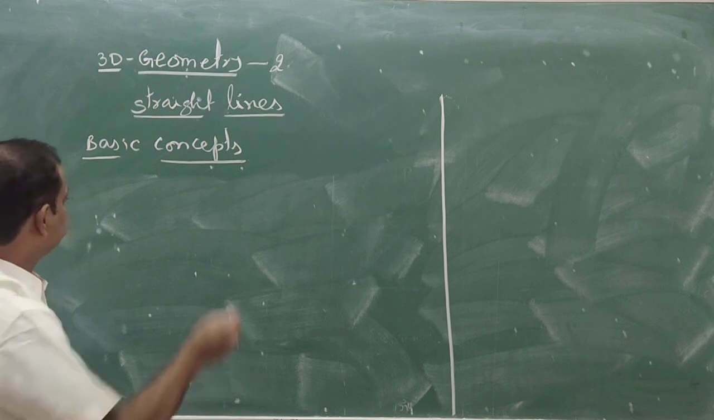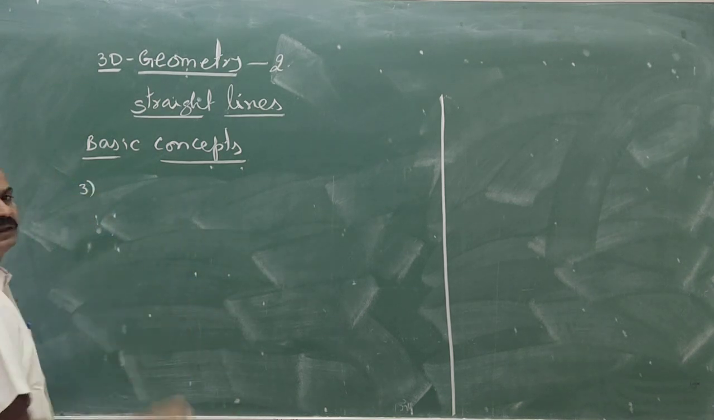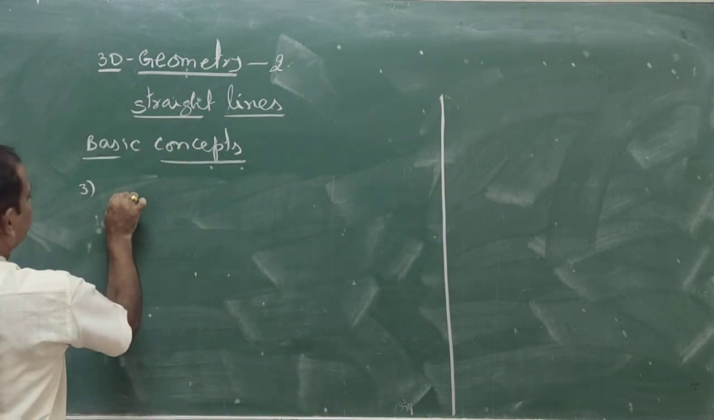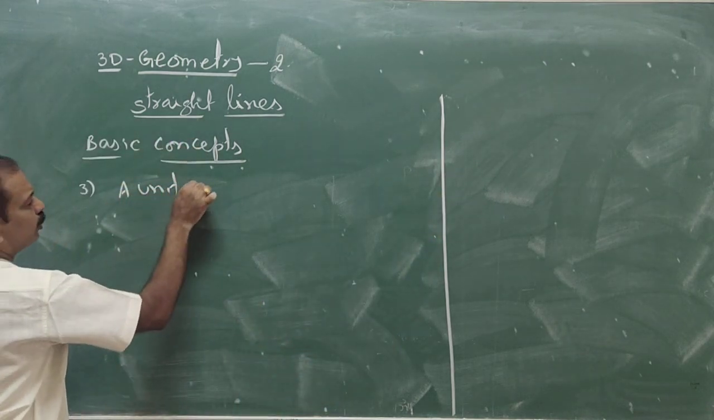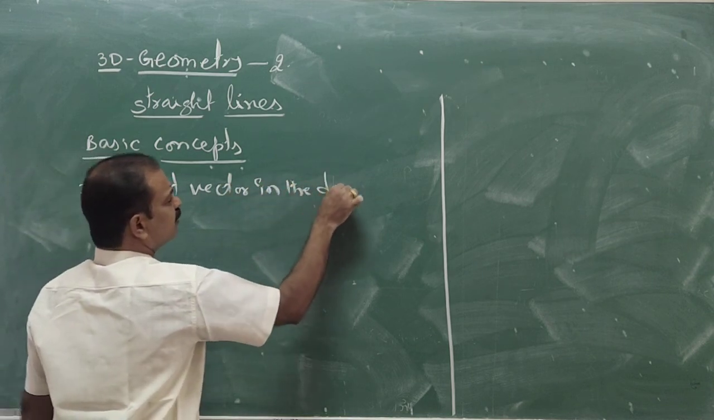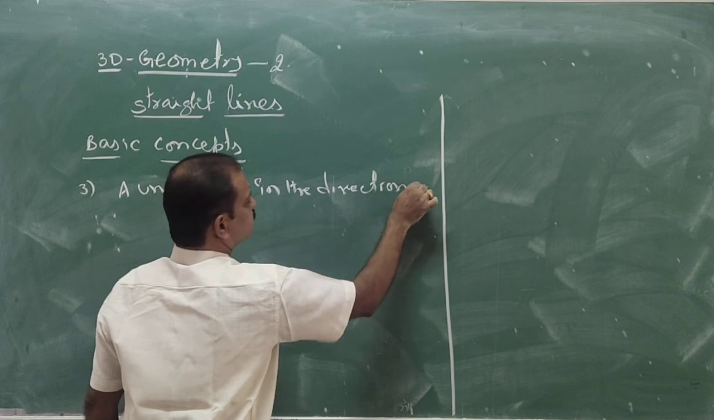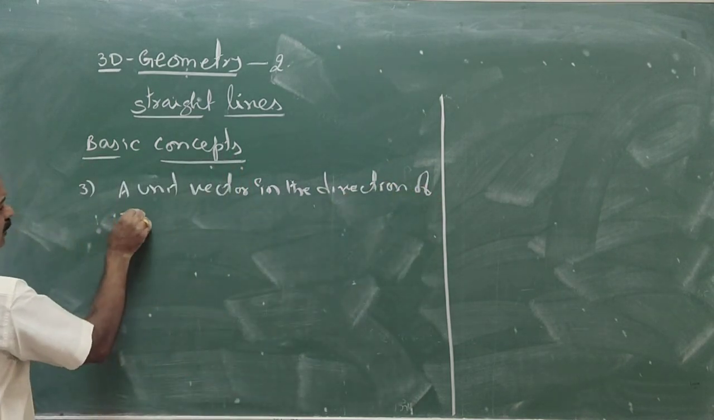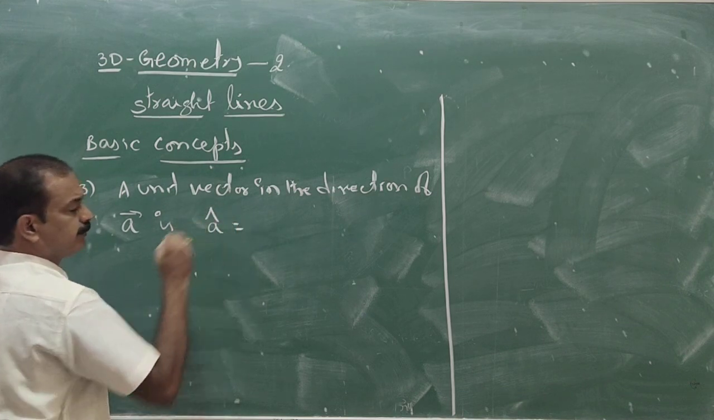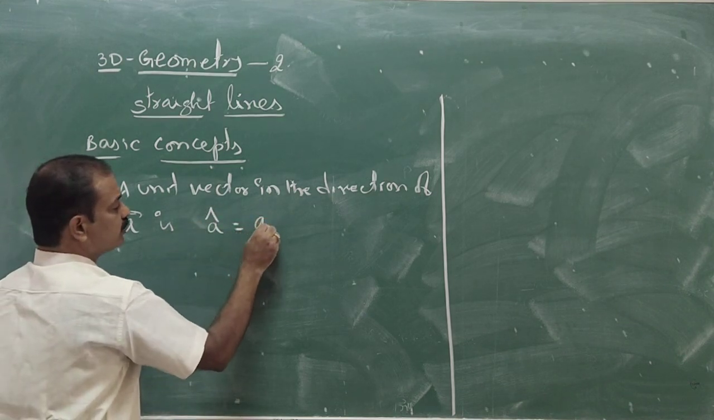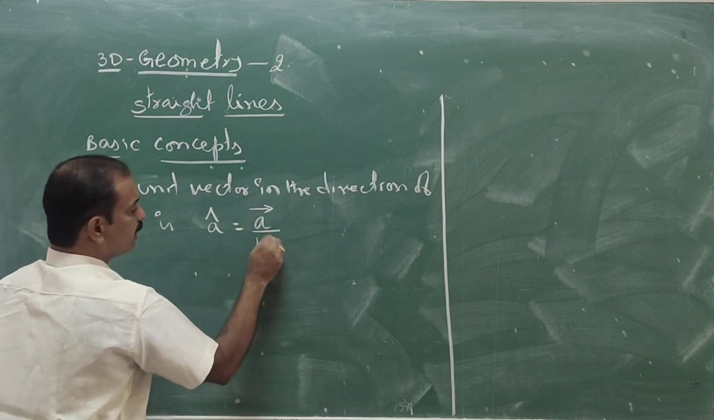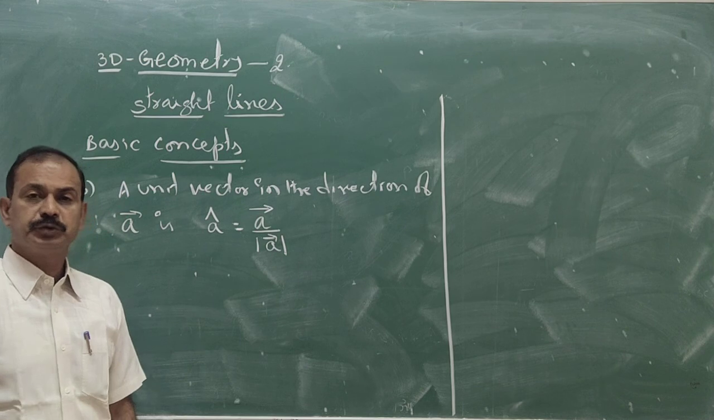Next, third basic concept is a unit vector in the direction of A. A unit vector in the direction of given vector A is A cap. How do you find this? You can find the unit vector by dividing vector A by its magnitude.